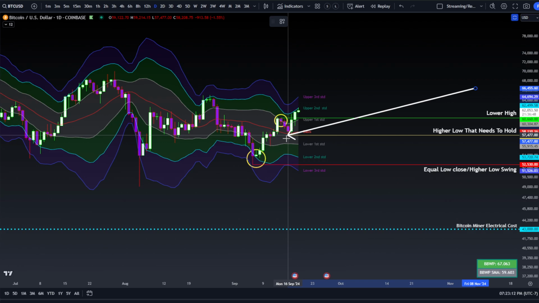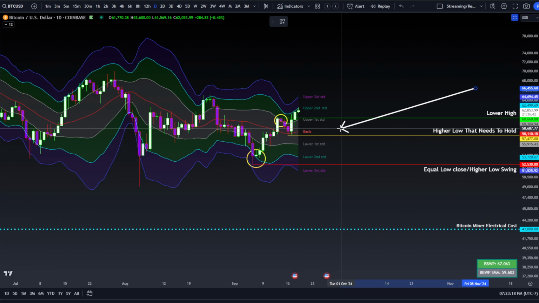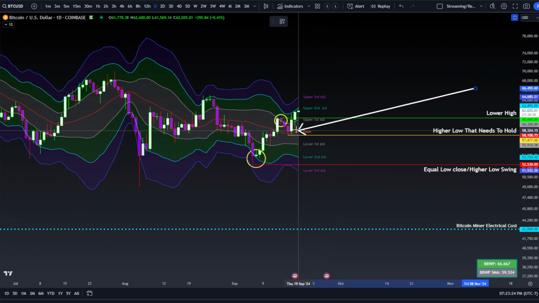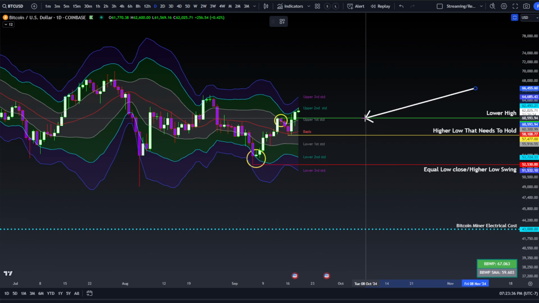That area needed to hold at that 57.5 in order to avoid dropping further and testing further down, into the 55,850 level. We'll take a look at levels in just a moment, but either way, what Bitcoin subsequently did on Tuesday, just prior to the FOMC meeting, was close a higher low here. And that was a very nice sign. But the criteria to the upside to break the downtrend was this lower high.